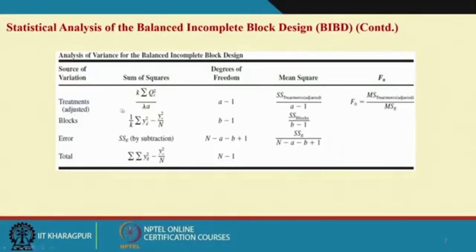Now we will see the ANOVA table for this. Let us see. So, sources of variation: treatment adjusted, blocks, error and total. Sum of square, that is SS treatment, is k times Q_i square by lambda a, degree of freedom is a minus 1. Blocks: 1 by k, sum of y_.j square minus y_.. square by N, degree of freedom is b minus 1. Then SSE by subtraction, because you know the SST is sum of y_ij square minus y_.. square by N, and its degree of freedom is N minus 1. So, similarly N minus 1 minus (a minus 1) minus (b minus 1), that will give you the error degree of freedom N minus a minus b plus 1. Here N is not ab.